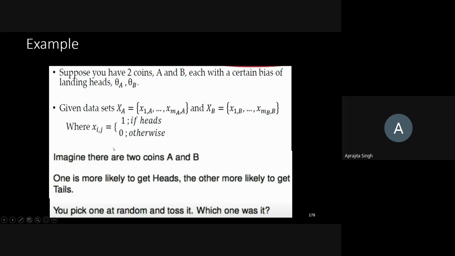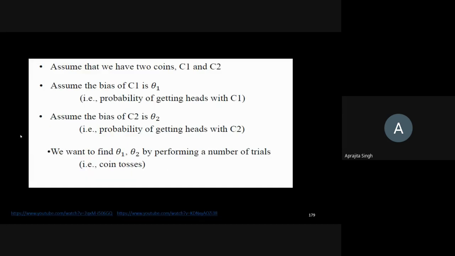Okay, and we are doing a certain experiment. There are two coins A and B. One is more likely to get heads, another is less likely to get heads. What we do is pick one at random and toss it, and you want to find out which one it was. You don't know whether it was A or B, and depending upon the pattern in which heads have occurred, you want to find out whether they came from A or B. The probability of getting heads with the first coin is theta 1, and the probability of the second coin getting a head is theta 2.